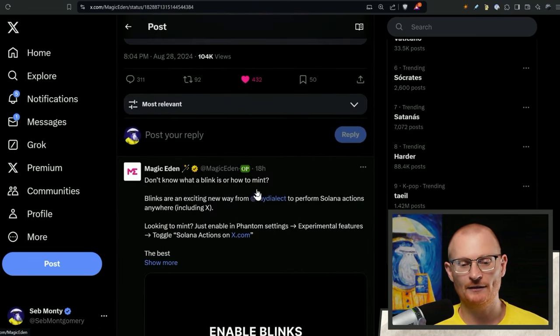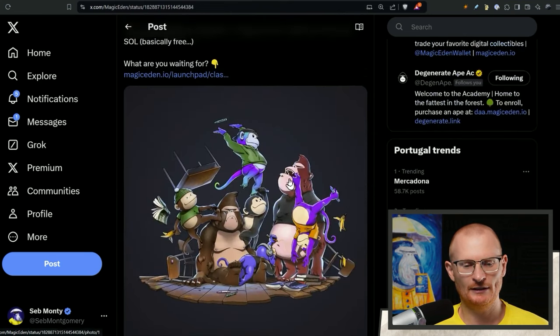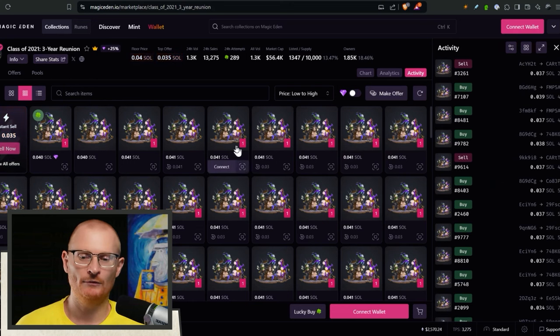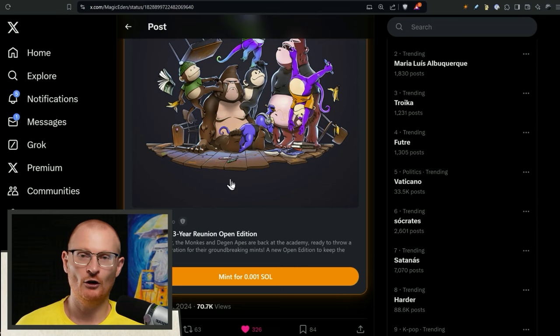Also, Magic Eden went and put out some of these NFTs. They're supposed to be a blink, but they weren't. So a little bit silly. They just linked to this launchpad and they all minted out very, very quickly. This is the price, 15 cents. But then when you factor in the actual cost to mint on chain, it's a little bit more. You can go and sell it for a little bit more than what you paid. There's been a few sales, but there's an open edition as well.